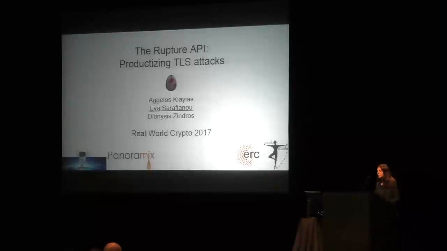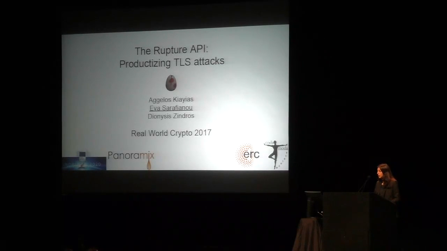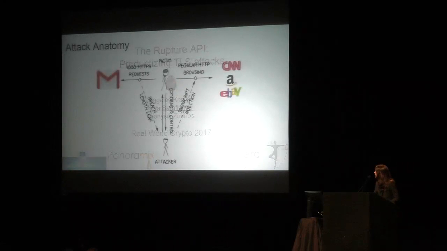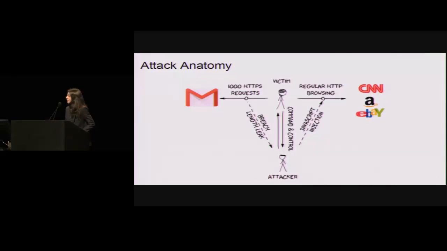The objective of the BREACH attack is that an attacker can steal a secret from an HTTPS website. Let's look at the attack anatomy. Here in the middle, we have a victim. It's a user browsing the internet, let's say in a coffee shop. And at the bottom, we have the attacker. We assume that the attacker has access to the victim's network, and can measure things or inject things.